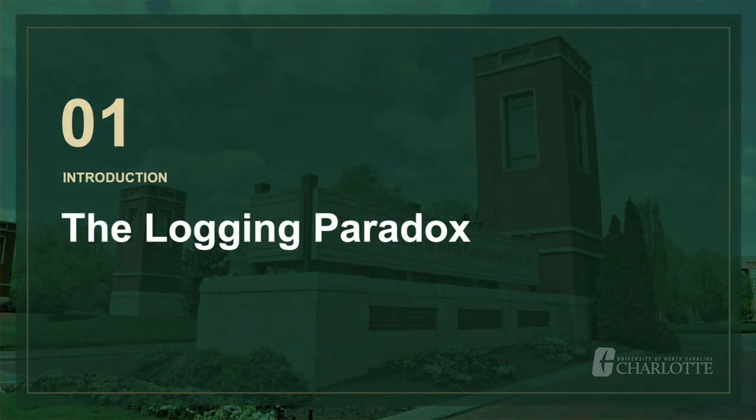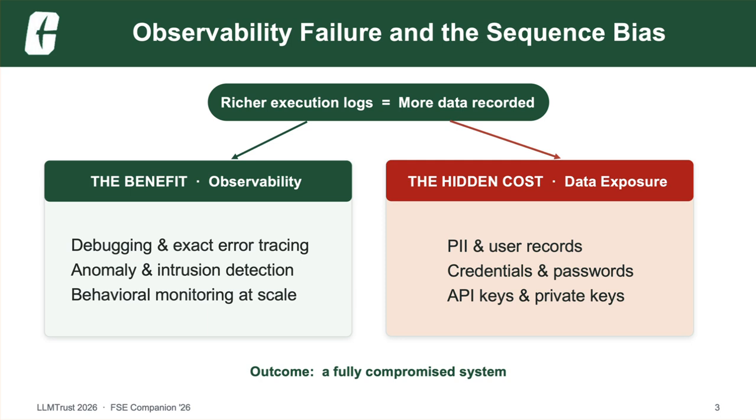We begin with the logging paradox, which is to maintain high system observability, engineering teams require rich, detailed execution logs for error tracing and behavioral monitoring. However, this carries a steep hidden cost, which is data exposure. So in practice, log content usually contains PII, like personal identifiable information, user records, credentials, and sensitive API keys, which are routinely and inadvertently written directly into code logs.